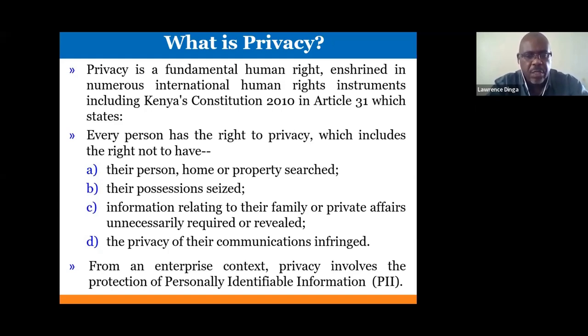And then there's also the issue of privacy of their communications infringed, which means that if you look at C and D, we are talking more about data privacy, that is information privacy, making sure that information relating to your family or to your private affairs is not unnecessarily required or revealed, or your communications is not infringed.